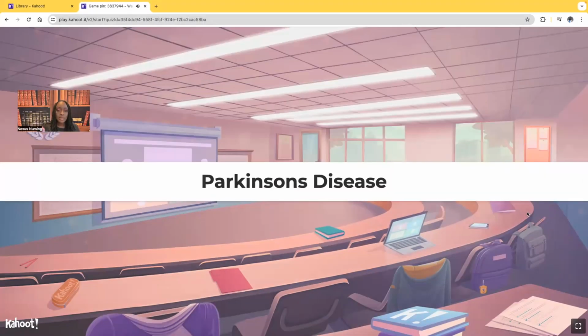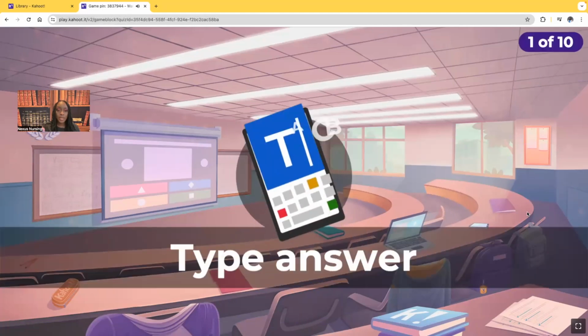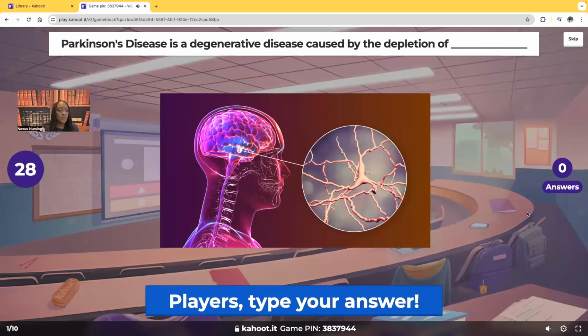Parkinson's disease. First question, type in your answer, guys. Parkinson's disease is a degenerative disease caused by depletion of what? Lack of what causes Parkinson's disease? Type in your answers.